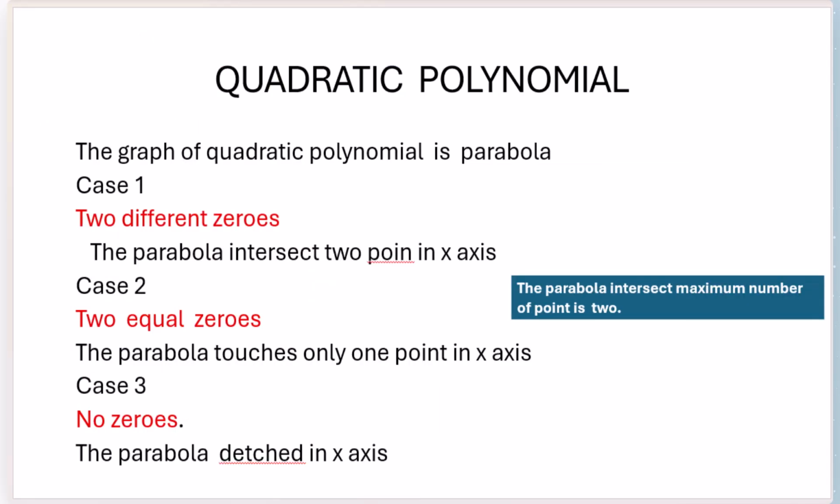Next, the quadratic polynomial. There are three cases. The graph of a quadratic polynomial is a parabola. Case 1, two different zeros: the parabola intersects the x-axis at 2 points. Case 2, two equal zeros: the parabola touches the x-axis at only 1 point. Case 3, no zeros: the parabola is detached from the x-axis.